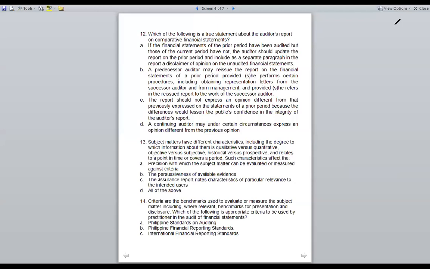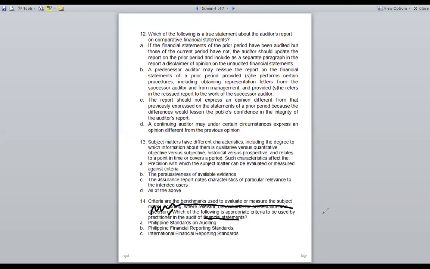Number 14: criteria are the benchmark used to evaluate or measure the subject matter. Magja-jump na ako rito guys ha. I think nakuha ko na yung enough information. Hindi ko na kailangan makita yung including, relevance, benchmark. Hindi ko na kailangan malaman yan. So, ang kailangan ko lang malaman ngayon is which of the following is appropriate criteria to be used by the practitioner in the audit of financial statements. Di ba?